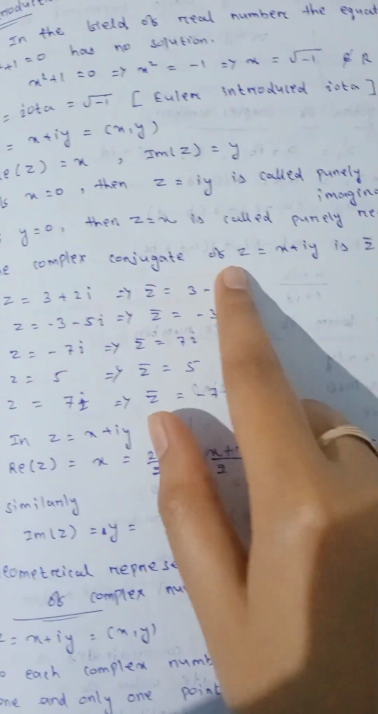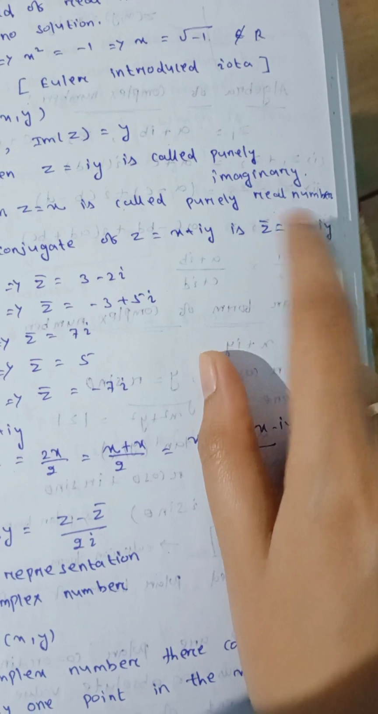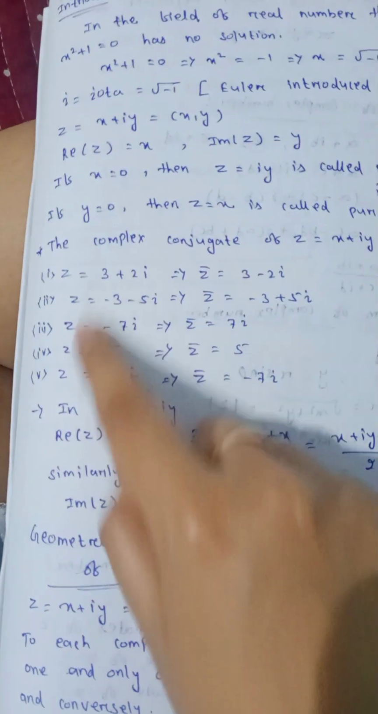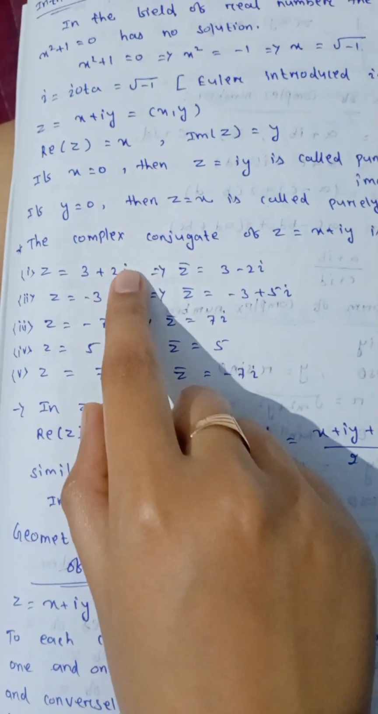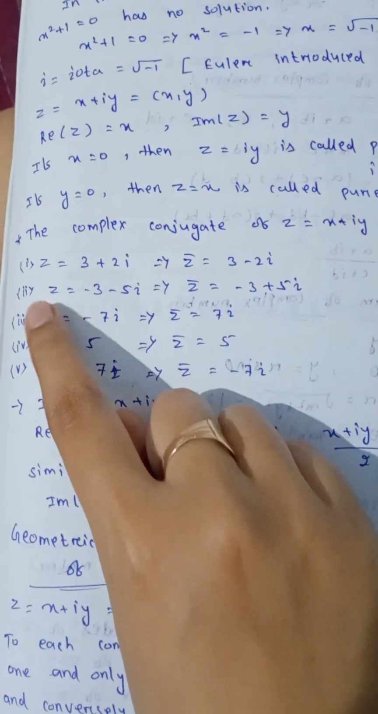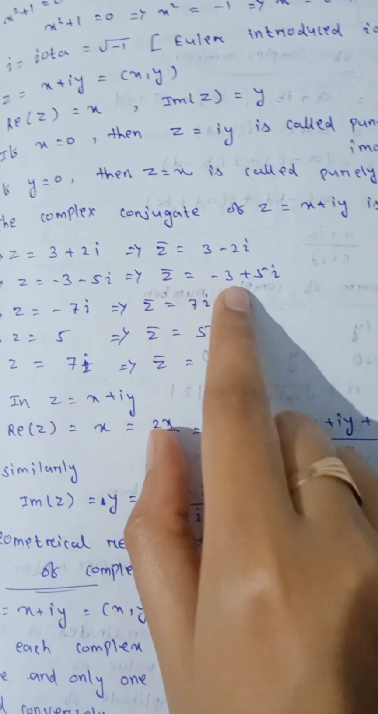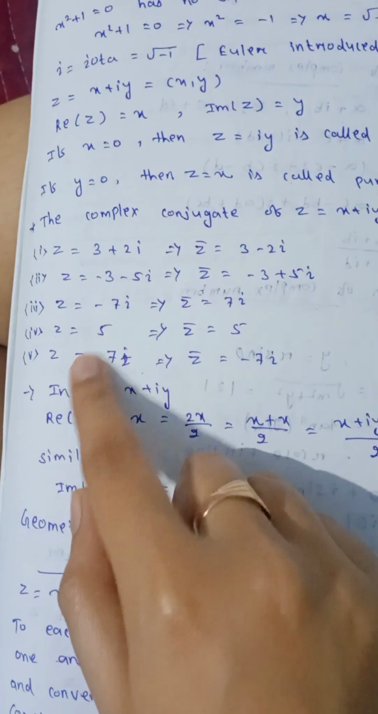The complex conjugate of z, x plus iy, is z bar equals x minus iy. Z bar is the complex conjugate of z. Now these are some examples. If z equals 3 plus 2i, then z bar equals 3 minus 2i. If z equals minus 3 minus 5i, then z bar equals minus 3 plus 5i. These are the conjugates of those numbers.